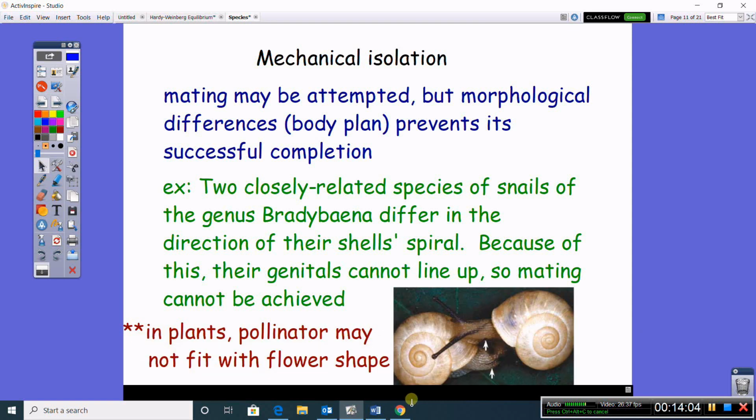Okay, in plants, the pollinator may not fit with the flower shape. So think about a hummingbird that has a really long, thin beak. If the pollinator is not meant to pollinate that flower, then they won't fit together. Whatever the proboscis, if it's an insect, whatever the insect or bird is using, it may not be able to pick up the pollen given the shape of the flower or where the pollen's located. That would also be mechanical isolation.